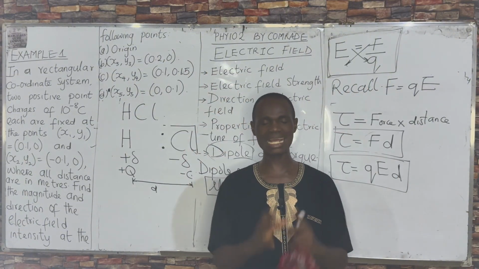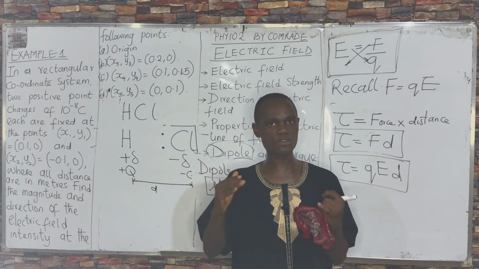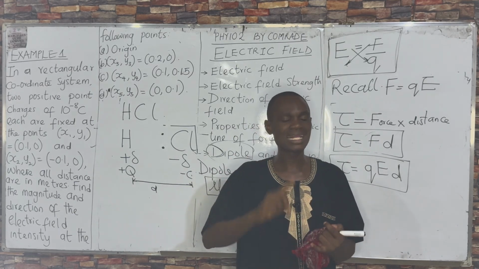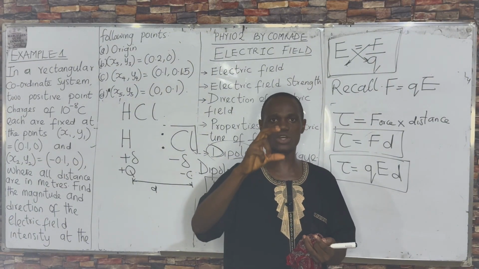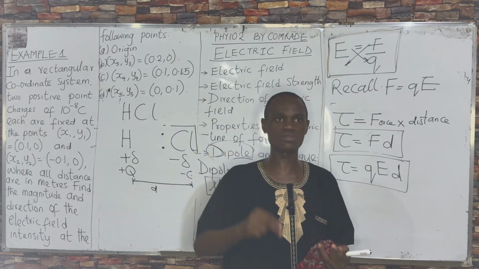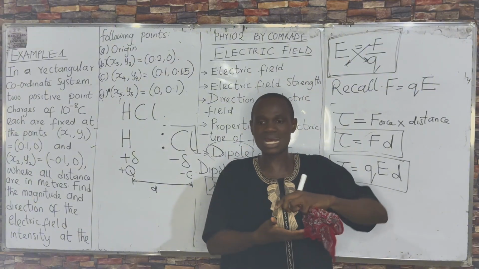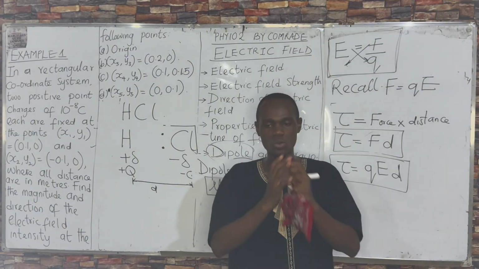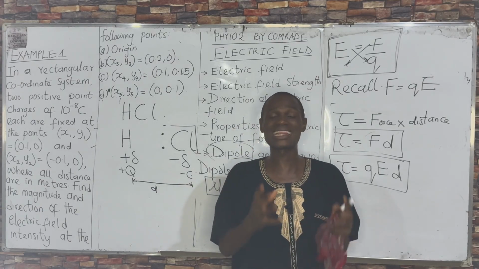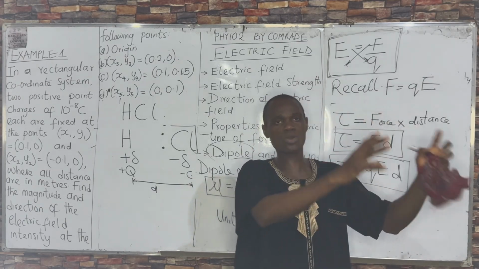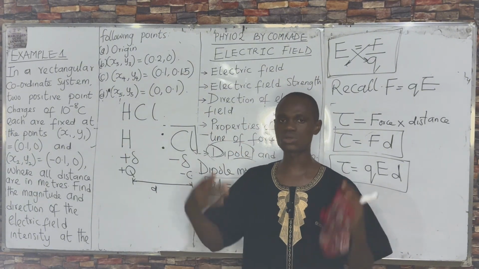To represent electric field, we use what is called lines of force. And some properties of lines of force that you must not forget is that number one, lines of force do not intersect. Number two, the density of the lines of force gives you the strength of the field. That is, closer lines indicate a stronger field, and wide lines indicate a weak field. And you must also understand that electric lines of force originate from the positive charge and terminate on the negative charge. So now let's look at some examples.